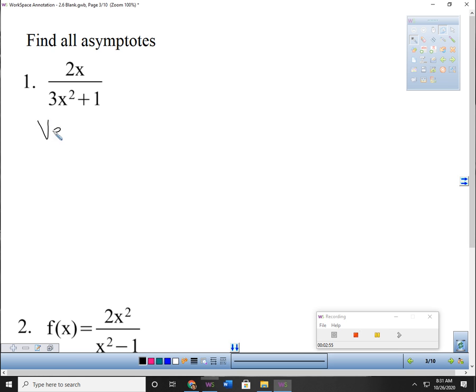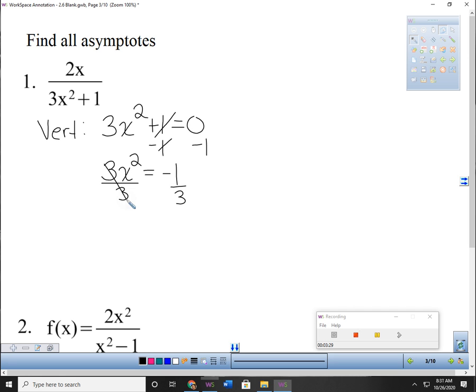So to find your vertical asymptotes, I'm just going to abbreviate that with vert. You're going to take the bottom, your denominator, and you're going to set that equal to 0. So I have 3x squared plus 1 equals 0. And I'm just going to solve for x. So subtract the 1. So 3x squared is equal to negative 1. And then I'm going to divide by 3. So I have x squared is equal to negative 1/3.